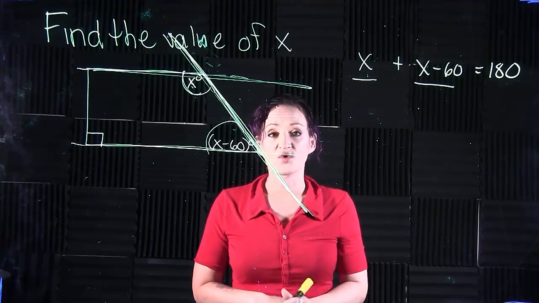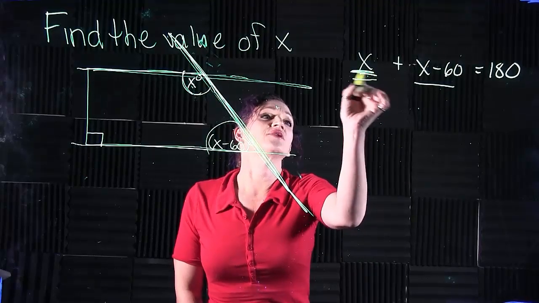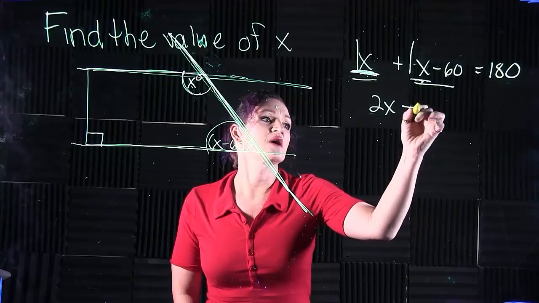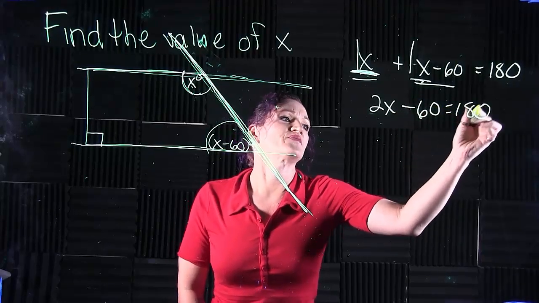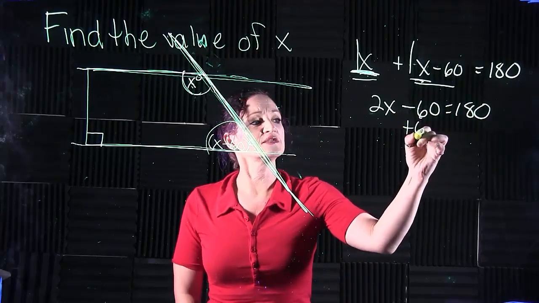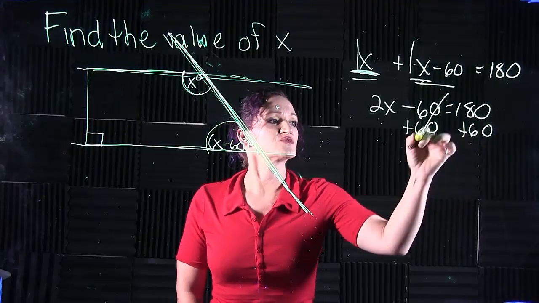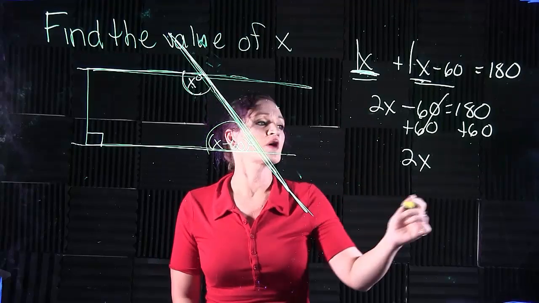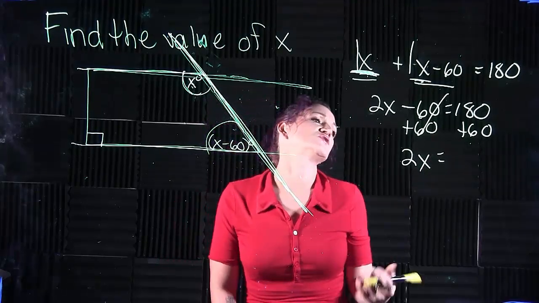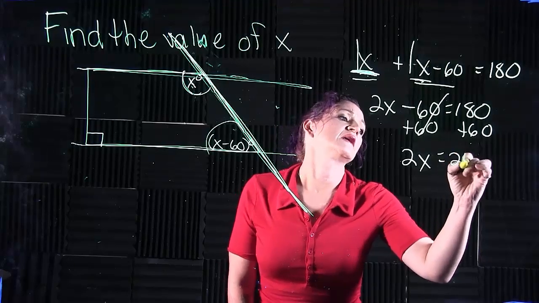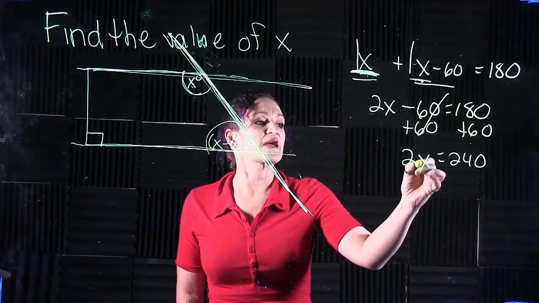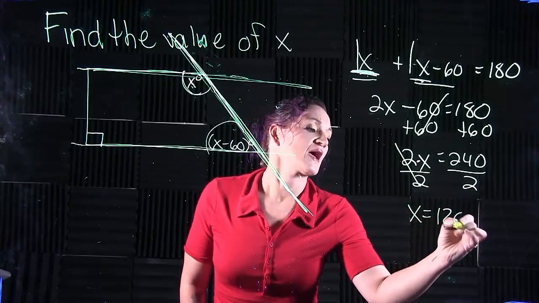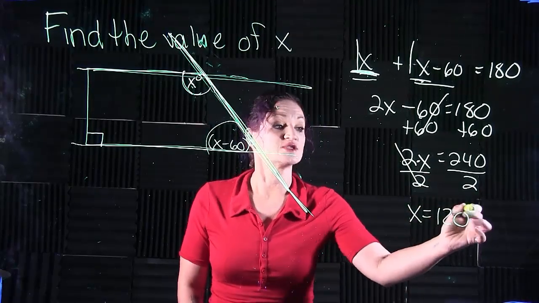In order to solve this equation, simplify it first. Combine your like terms. 1x plus 1x is 2x. Drop everything else down. Add that 60 to the other side. Since we're solving for x, this negative 60 plus 60 cancels. Drop down to 2x is equal to 180 plus 60, which gives us 240. Divide out the coefficient. When we divide by 2, we get that x is equal to 120 degrees.